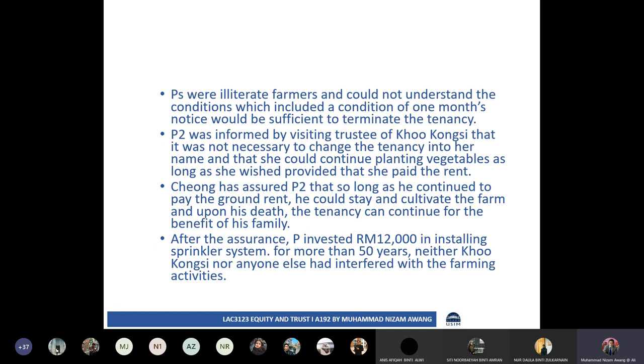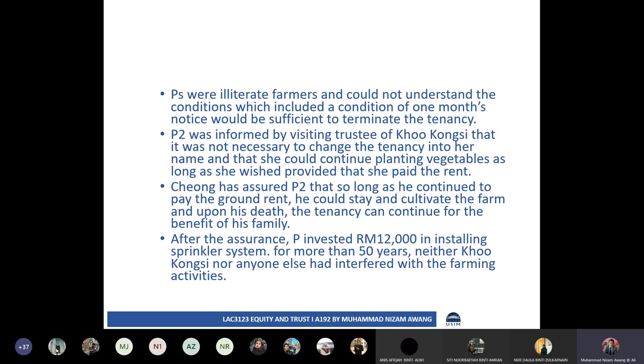The plaintiffs were all illiterate farmers. They could not understand the condition, which included a condition that 1 month's notice would be sufficient to terminate the tenancy. So it's a tenancy, a lease in the land basically, but because the plaintiffs could not read, they did not understand about the condition of the 1 month's notice to terminate the tenancy.